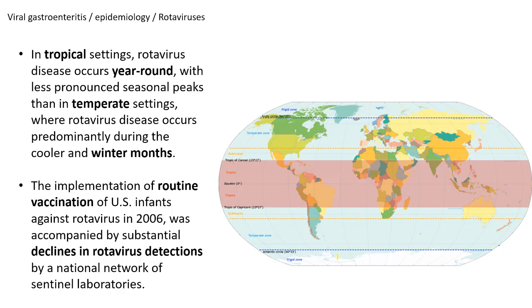Now, also regarding the epidemiology of rotaviruses, they found that in temperate settings, if we look here at the world, those areas in the world are called tropical areas. And then those areas like the US, Canada, and most of Europe, and some parts of Australia, they are referred to as temperate settings. And in those temperate settings, we have seasonal variation, where the outbreaks happen during cooler and winter months. So rotavirus season is in the fall and winter in those temperate regions.